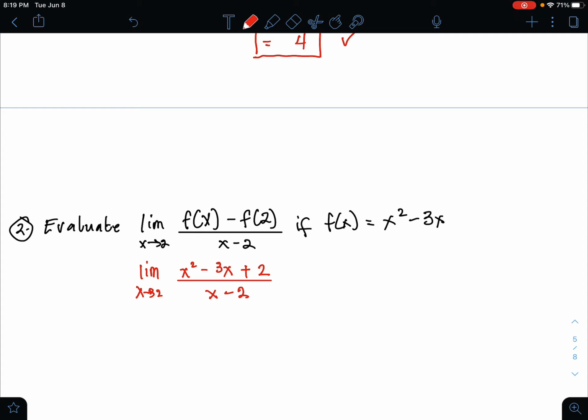Okay, so how do we do this one? With direct substitution, obviously 2 minus 2 is 0 and we do not want that to happen again, right? So this one is 4 minus 3x, so 4 minus 6, so negative 2 plus 2. So 0 over 0 again if we use direct substitution.